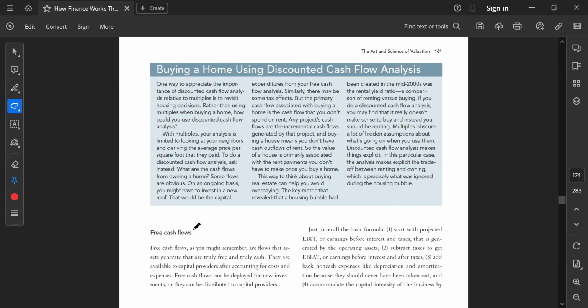So first of all, what are free cash flows? So free cash flows are a part of discounted cash flows, and how are free cash flows measured? Start with projected EBIT, or earnings before interest and taxes. Subtract taxes. Okay, so this is how free cash flow is calculated. First calculate EBIT, that is earnings before interest and taxes.